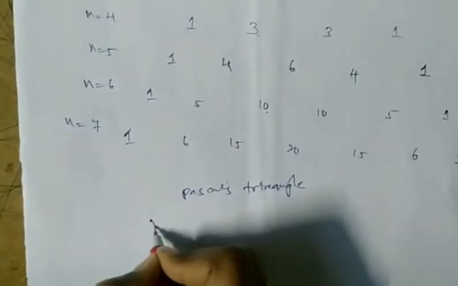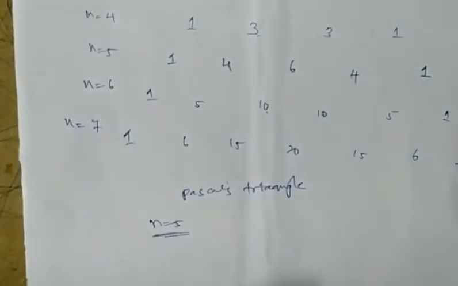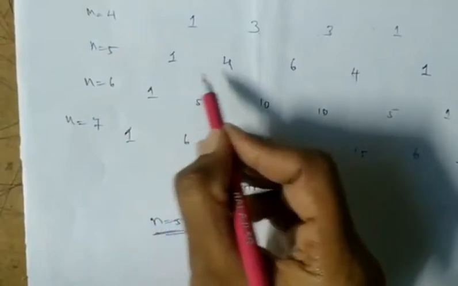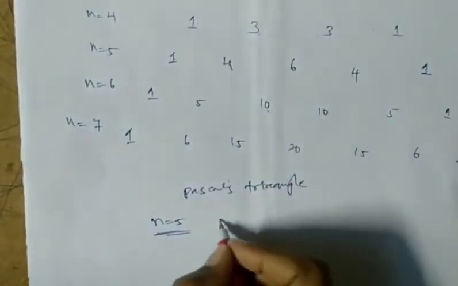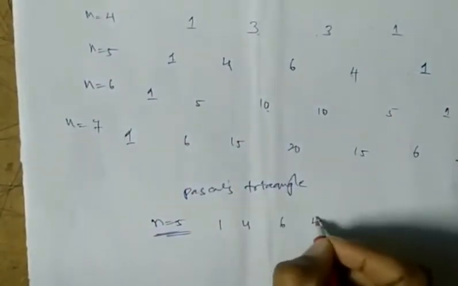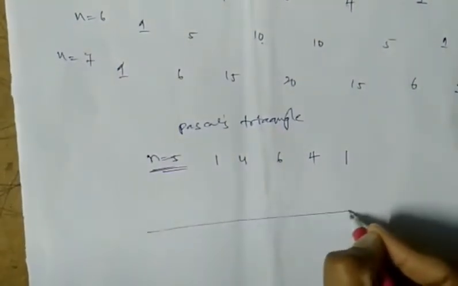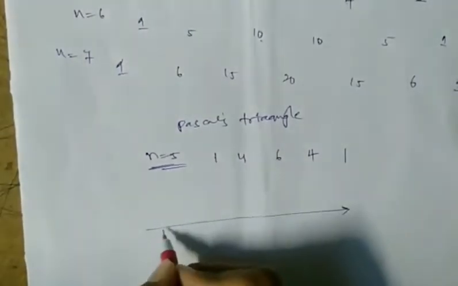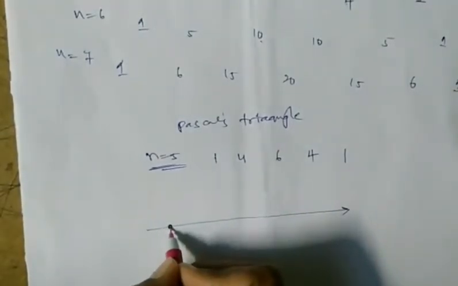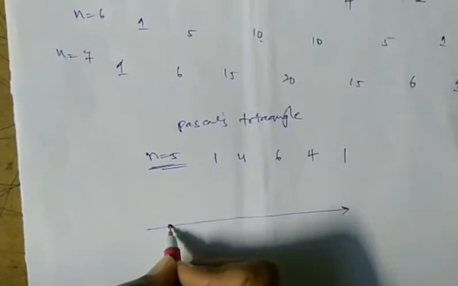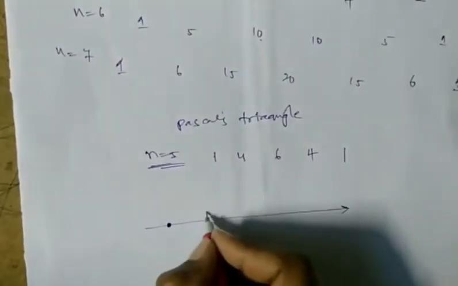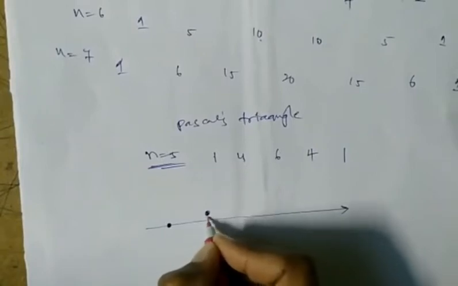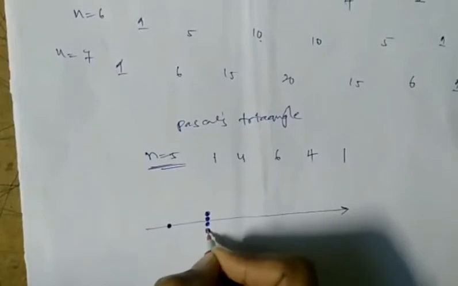As an example, I am taking n equal to 5 elements. For the 5 elements, what are the coefficients of the binomial array? 1, 4, 6, 4, 1. How do we design the binomial array now? This is the antenna array axis. The first coefficient is 1, so we keep one radiating element or one point source. Next is 4, which means 4 radiating elements as a 1 unit.